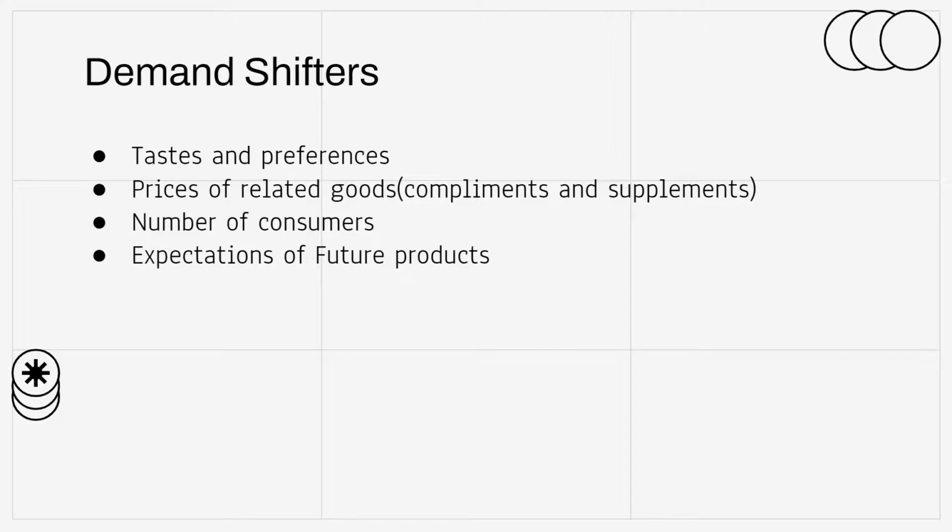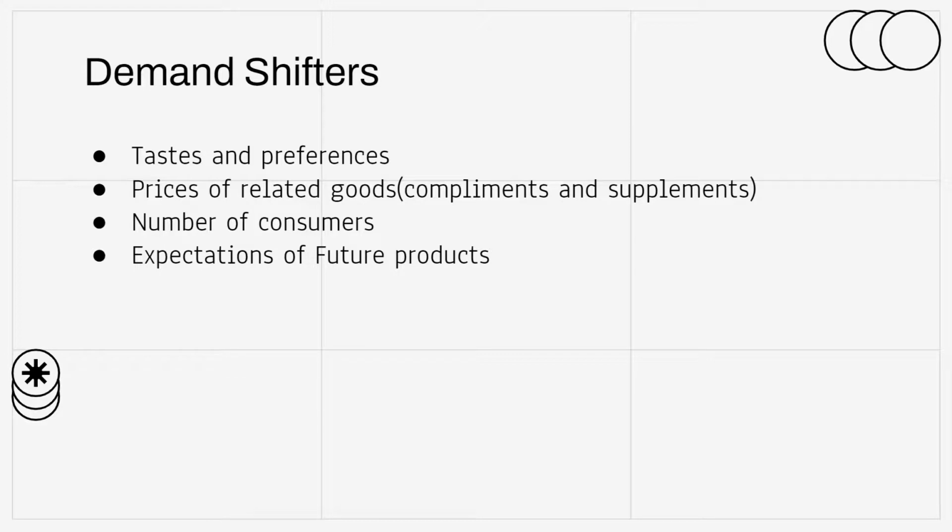Then there's the price of related goods. So what is a complement or a substitute? Let's look at some examples. As you can see, a fork and a spoon at some instances might be substitutes. Hence, the more people are demanding spoons, the more the demand for forks goes down.